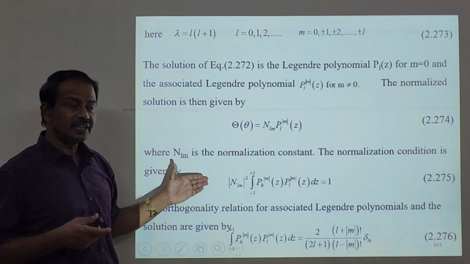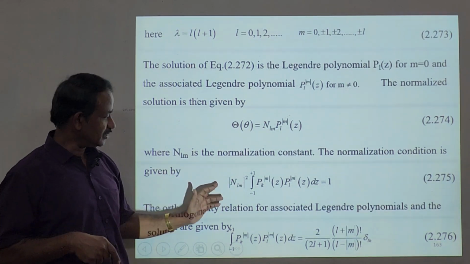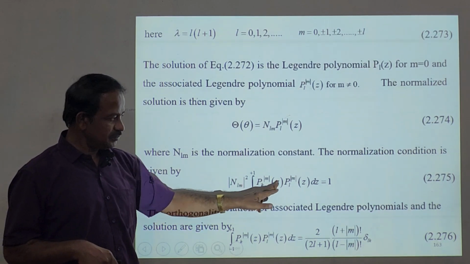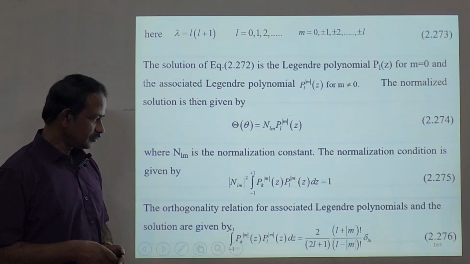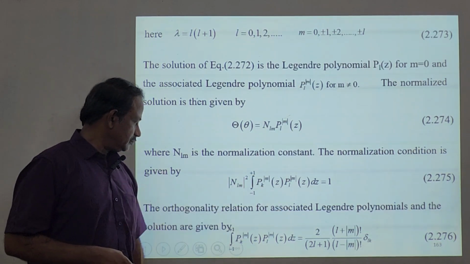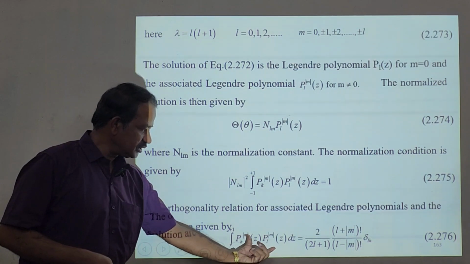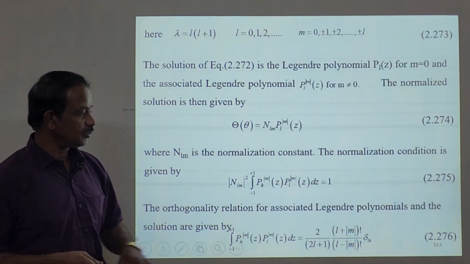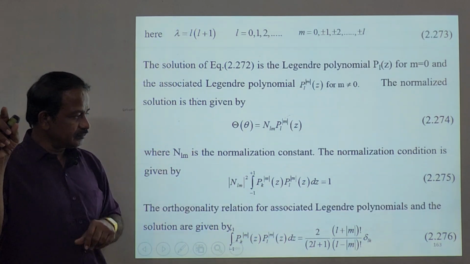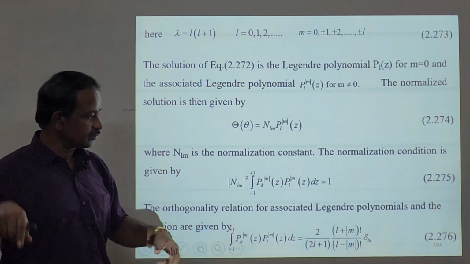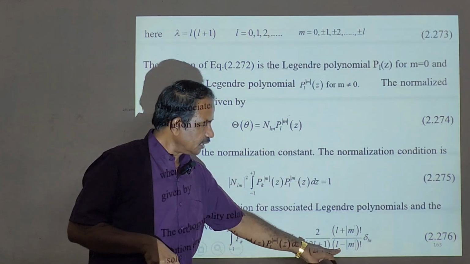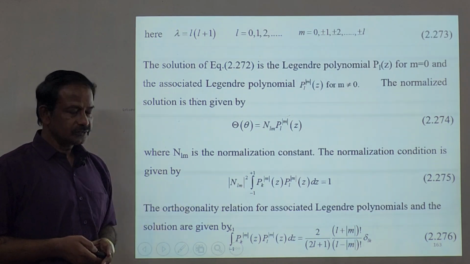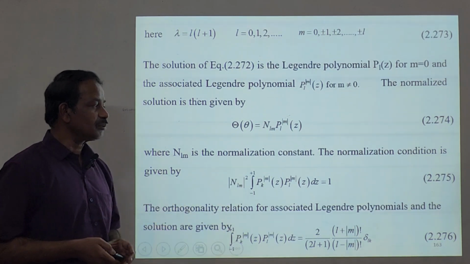So how to find out the normalization constant? We have already studied it in mathematical physics earlier. So using this expression for P_L^m, the normalization constant can be obtained using this expression from -1 to +1. The value will be exactly 2 divided by 2L plus 1, times (L plus mod m) factorial divided by (L minus mod m) factorial. Okay. So this is the answer for your normalization constant.